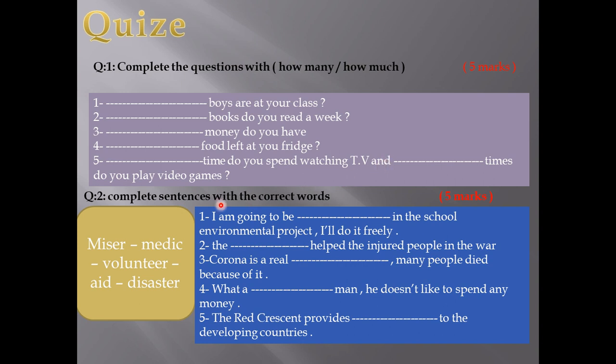Trick, yes. Question number 2, complete the sentence with the correct words. I give you: miser, medic, volunteer, aid, and disasters. To complete the sentence here with the correct words. After you finish doing this quiz, please send the answers to me so I can put you the marks.